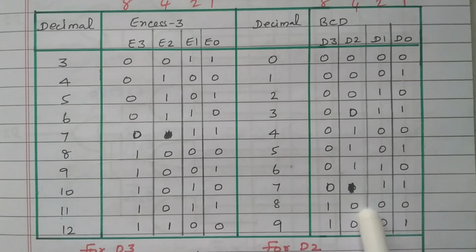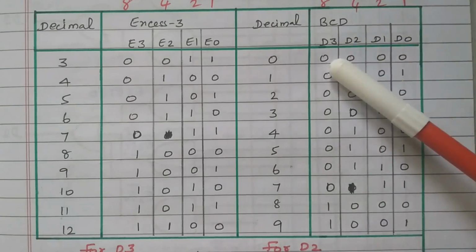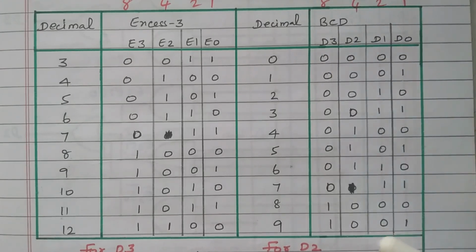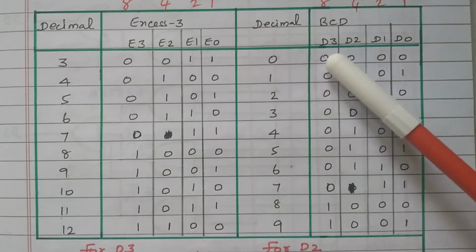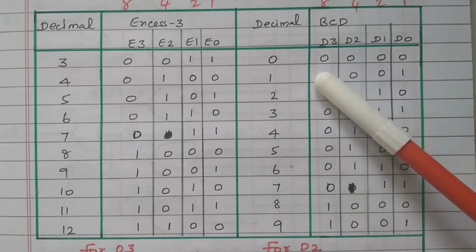Right. Now for this BCD code D0, D1, D2, D3, we need to frame the minimized Boolean function by using the K-map. Here the values are available. These values are plotted in the K-map. By grouping the cells, we need to get the minimized expression for D3, D2, D1 and D0, so that from the minimized expression we can implement with the logic gates.